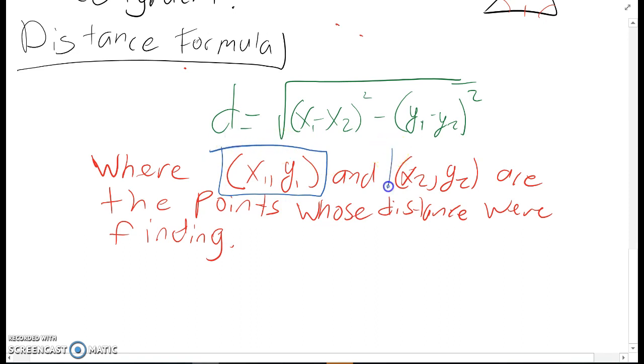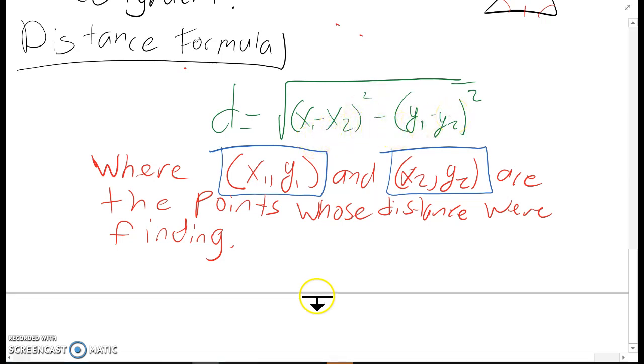Okay, what we're going to be getting into is talking about coordinates and stuff, and so it's important for us to be able to find the distance between 2 points. So if I want to find the distance between x1, y1 and x2, y2, I'm going to use this thing right here. The distance equals the square root of (x1 minus x2) squared minus (y1 minus y2) squared.